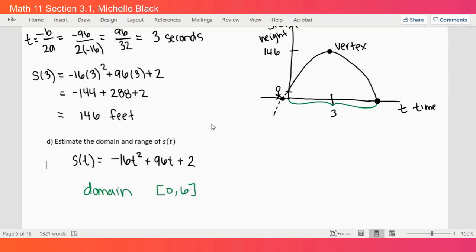We want to do the same thing for the range. Now, you can actually figure out the range even from this kind of cruddy graph that I drew up here, because I know the highest point it's going to reach, which is 146, and I know at some point it's going to hit the ground, which is 0. So my range goes from 0 to 146.